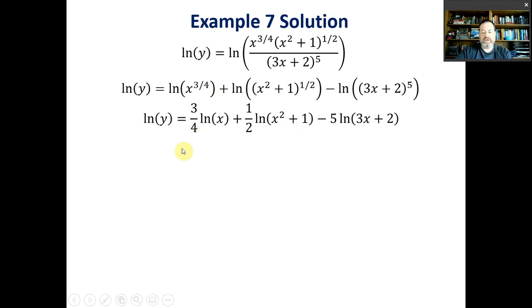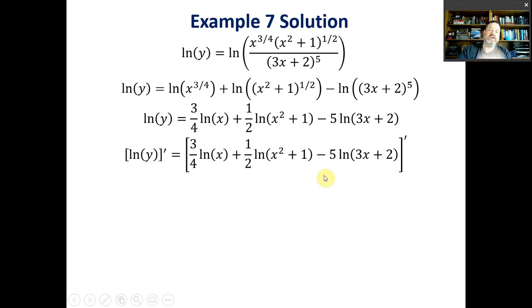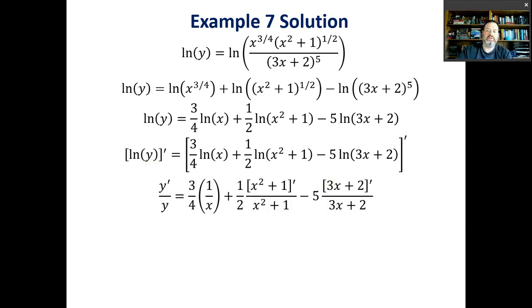Let's go ahead and take a derivative. So I just put primes on it, big old derivative. So the left side just becomes y prime over y. Here, I always pull constants at the front, so just get used to that. Derivative of ln of x is 1 over x. The 1/2 stays out front, so the derivative here is 1 over x squared plus 1 times the derivative of x squared plus 1. So again, just to keep it compact, just stack that derivative in the top.